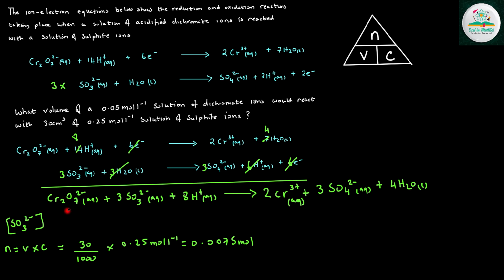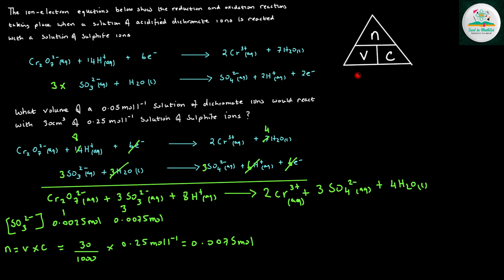Once I've got this, so I've got my 0.0075 mole of sulphite, I need to refer back to this equation and see in which ratio they combine. If I have 1 mole of this, I would require 3 moles of this. If I have 3 moles of this, I would require 1 mole. So in other words, if I have 0.0075 mole, that's what I have, I would require just 1/3 of this. So I would require only 0.0025 mole of the dichromate. So I just basically divide this by 3, and that's what I get.